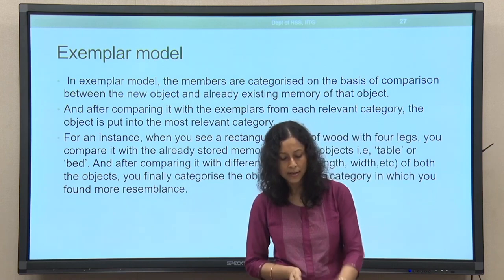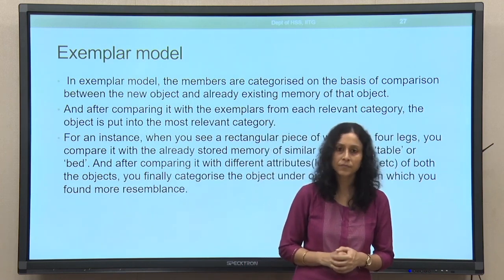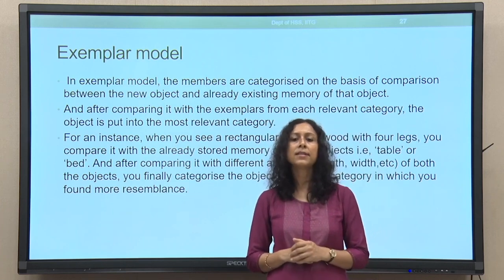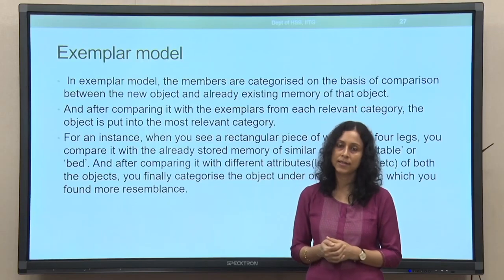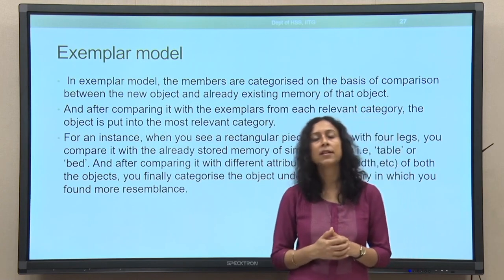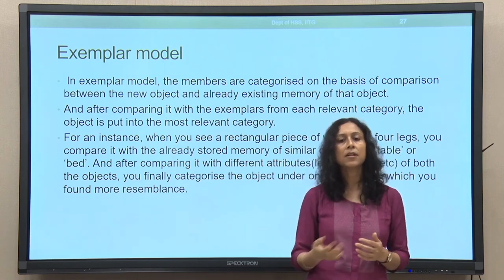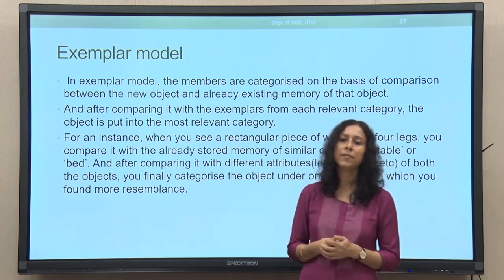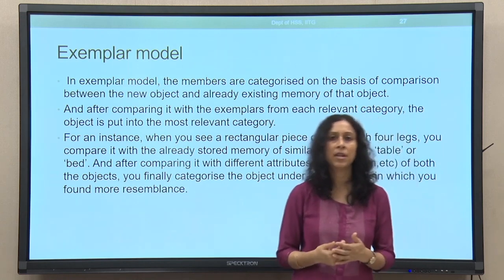The exemplar model, on the other hand, is yet another model, slightly different from the prototype model. Here, the members are categorized on the basis of a comparison between the new object and an already existing memory of that object. So, here there is scope for differences. Your memory might be different compared to another person's memory, and so on. So, after comparing it with exemplars from each relevant category, the object is put into the most relevant category.